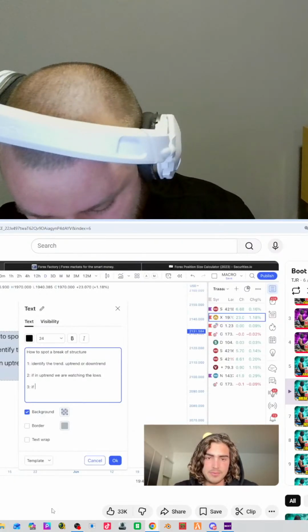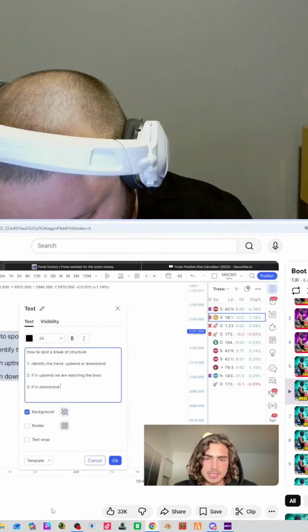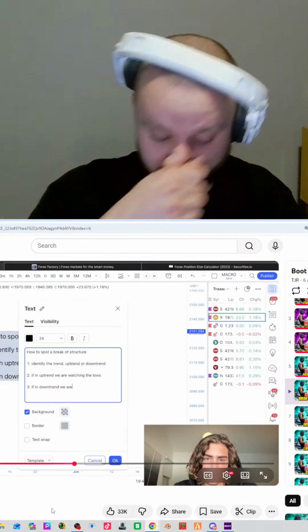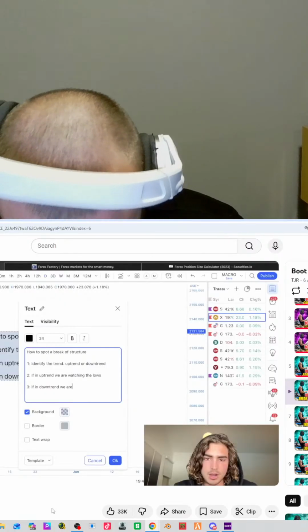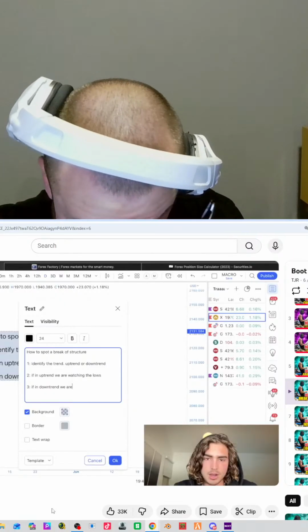Number three, if in downtrend, we are... I can't read my own handwriting right now. Identify the trend. Uptrend or downtrend?